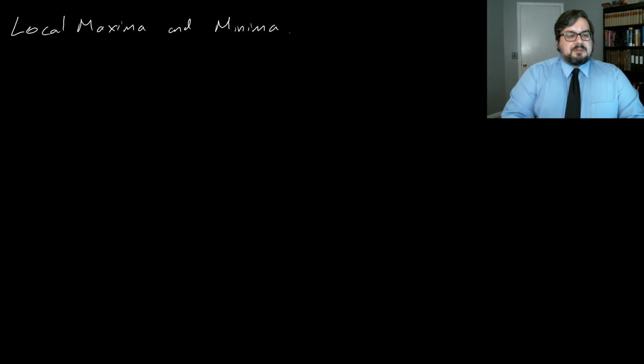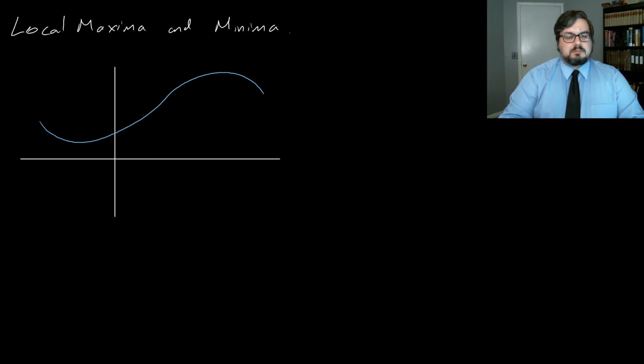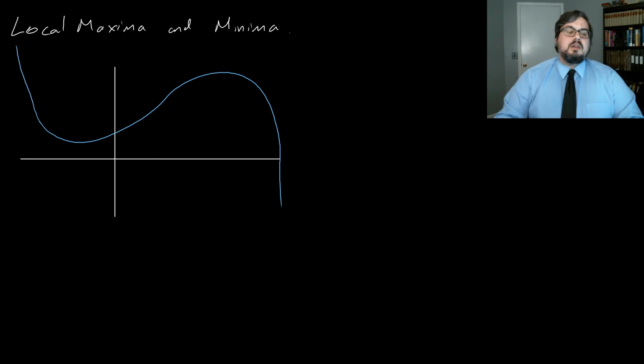So for this, let's start with the graph. Let's start with a graph of a function. And let's say that it looks something like this. When we look at the graph, you can see that there are various places where it sort of turns, where it changes from increasing to decreasing, or vice versa.